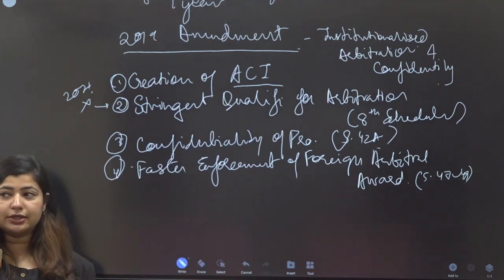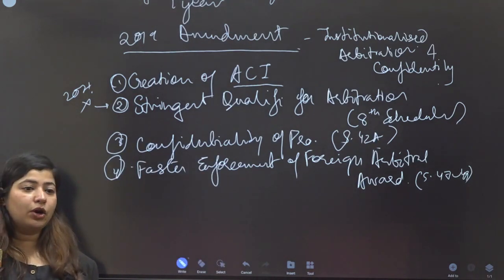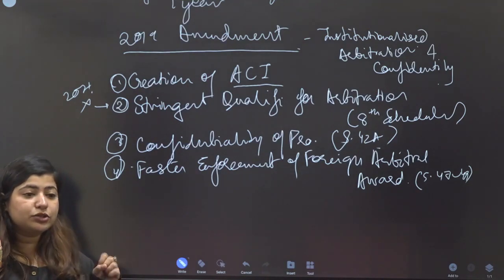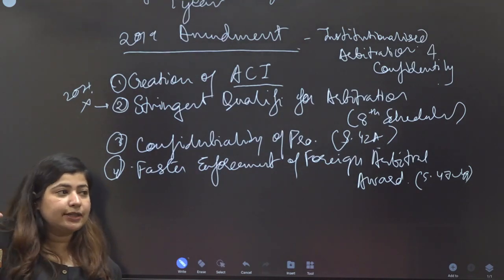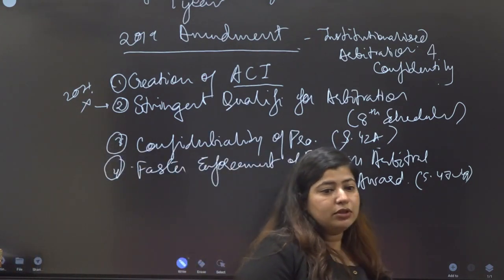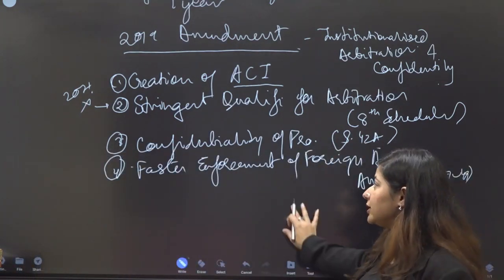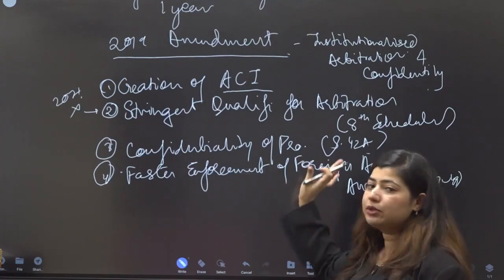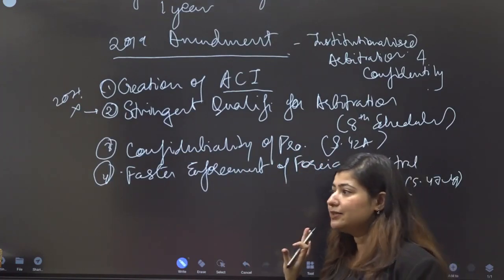So they have restricted the Indian courts so that they cannot stop the enforcement unless and until the criteria of the conventions are not met. Okay, so these are the 4 key changes that came with your 2019 amendment. Very clear, very simple.